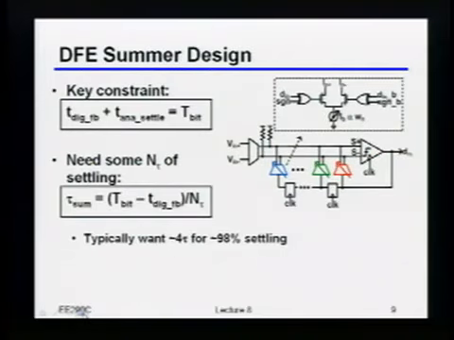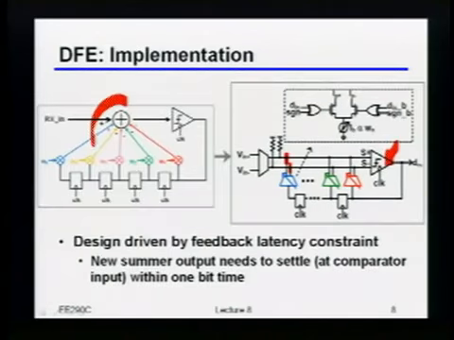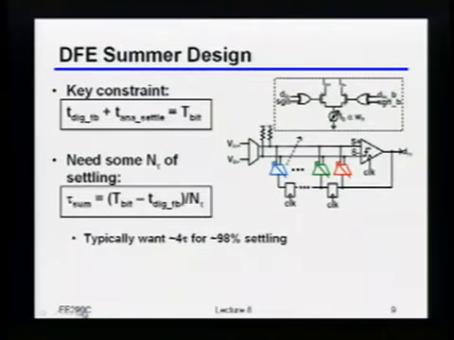So in particular, if we look at this analog piece right here, which is usually called the DFE summer, because conceptually it's implementing this big plus function. Okay? So if we really focus on that piece, because that tends to be, at least from making the design feasible, the most critical piece. If we focus on that, then the key constraint is really related to what I just said.